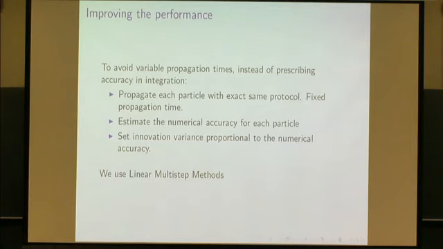But since we can estimate that, because that's what every decent time integrator does, we're going to resort to the tools of numerical differential equations and estimate the integration error. And what we do is we set the innovation variance proportional to the numerical accuracy. So that's customized. Each particle is going to be innovated according to how accurately it was integrated, which means that those which are unreliable will have a very large innovation because the actual value might be in a much bigger range, and those for which we're sure are not going to be innovated a lot.